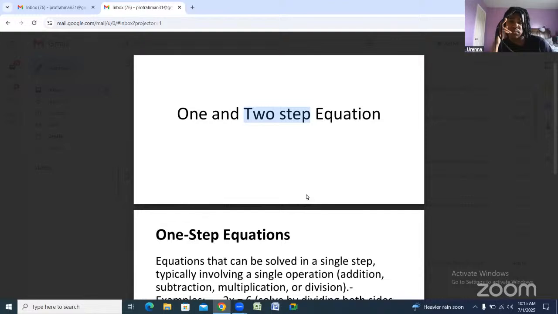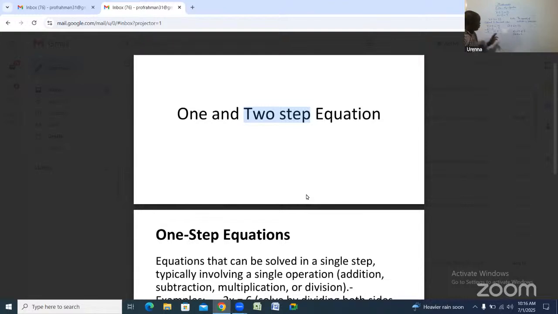Now, it is a one-step equation when only one step is required to solve the equation. Is that clear? So the only step that can be used in this case to solve for the value of x is to subtract this value from both sides, because it must be subtracted from both sides. Don't forget that when it comes to equations, the left-hand side must be equal to the right-hand side. Do you understand?